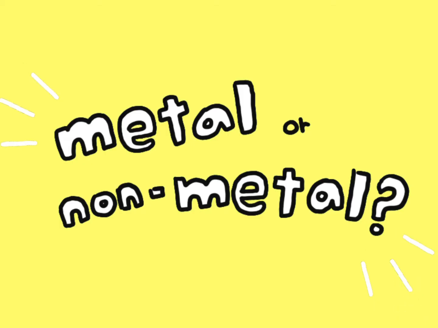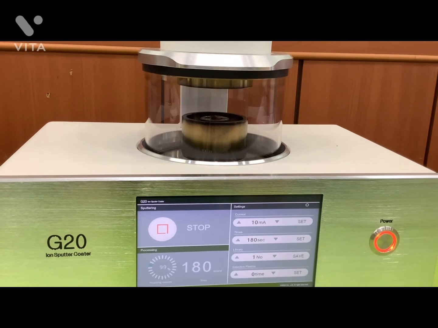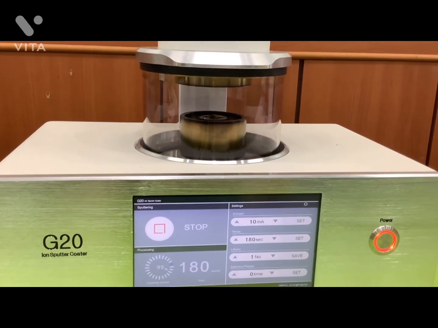Now, how do you use SEM? First, we need to verify whether the observation target is metal or non-metal. If it's a non-metal, you need to sputter a type of metal, namely gold, onto the target. I'm going to use an ion sputter coater. It is used as a pre-processing apparatus to obtain sharp SEM images.